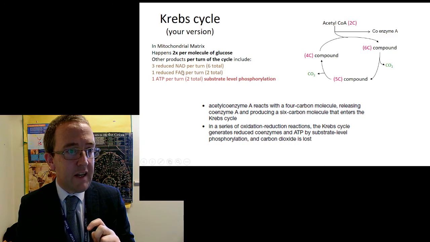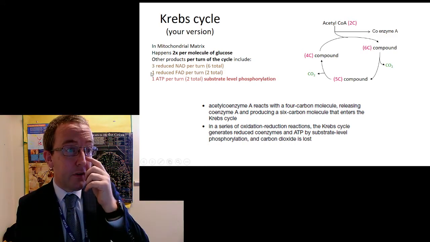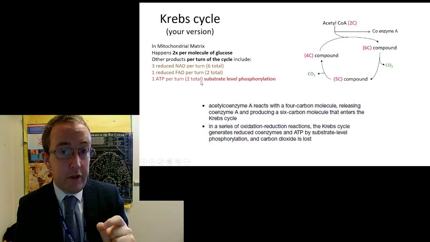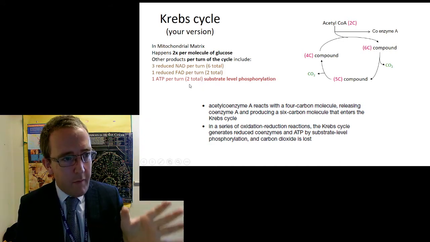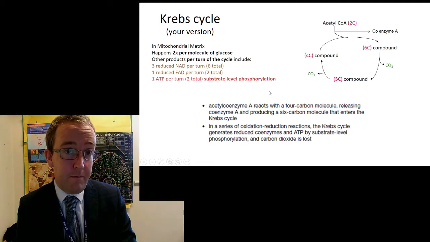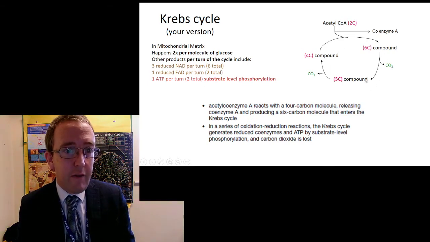1 of these FAD or FADH2s, so 1 of those, so that's 2 in total, and you make 1 ATP per turn. Okay, technically it's GTP, but it doesn't matter. You make ATP by substrate level phosphorylation. Okay, so 2 in total. And that goes round and round and round again.